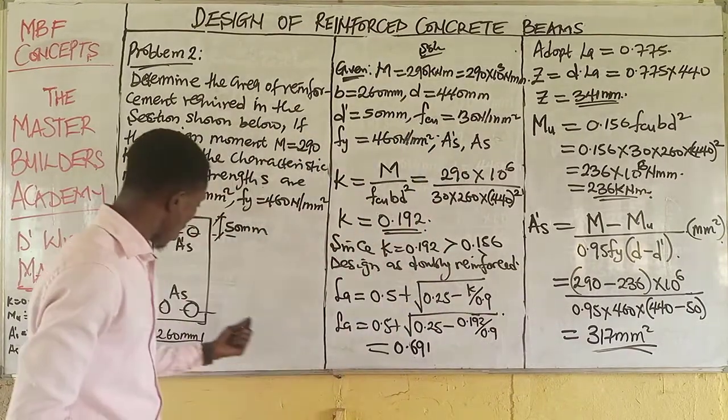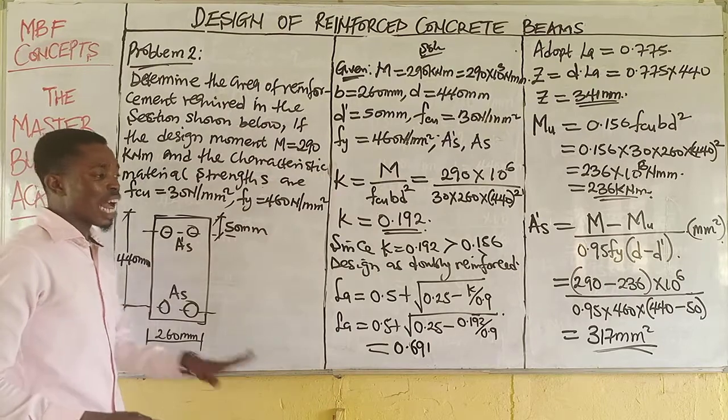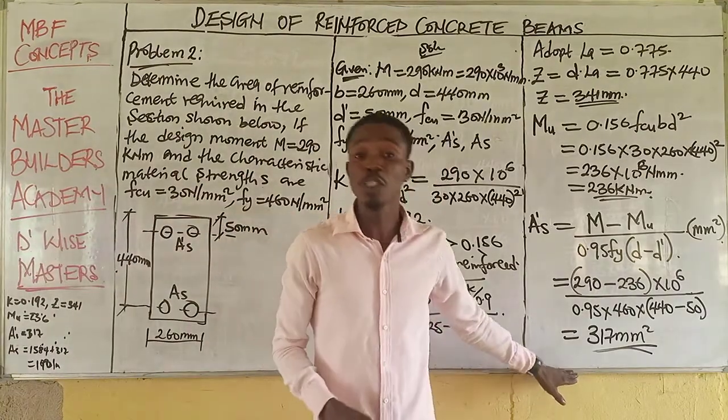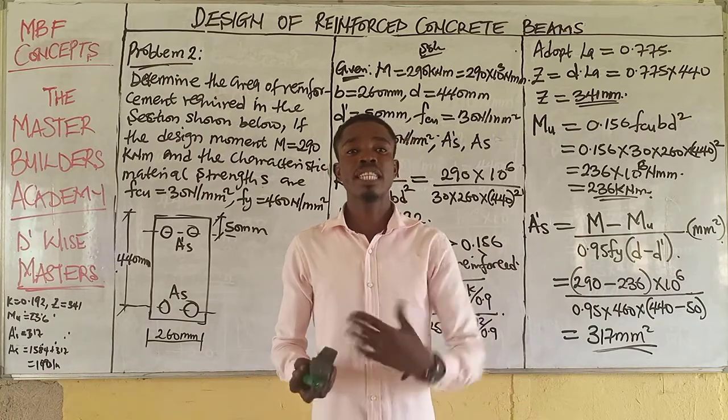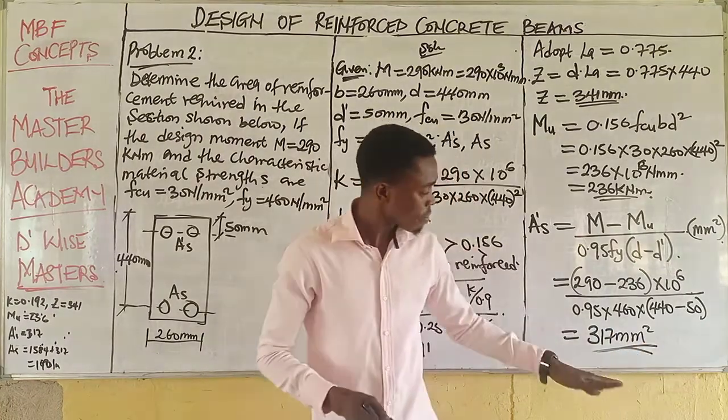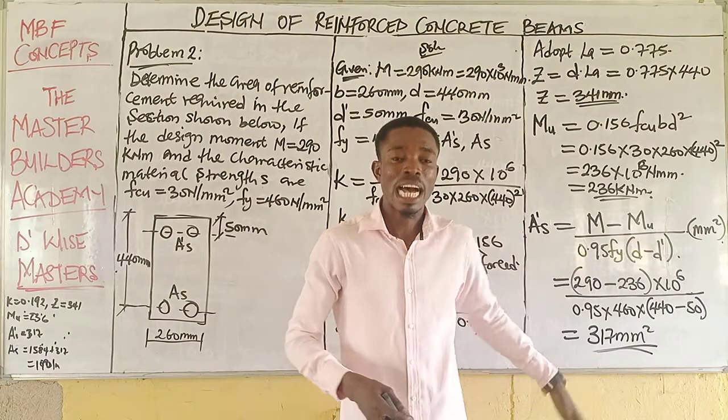We have successfully obtained the value of this. Now this is the required area. Then you need to provide area by using the same table. So when you go to the table, just look out for an area that is greater than this, and you will pick that area.